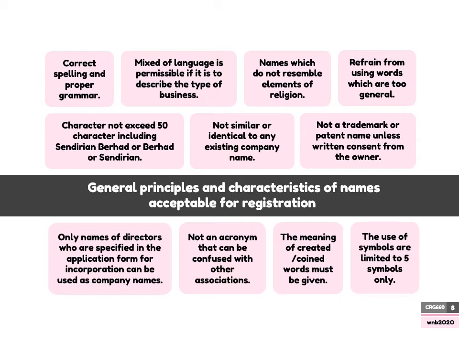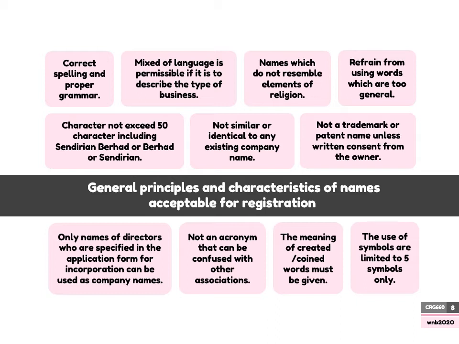Okay, lagi, character not exceed 50 characters. Tak boleh lebih 50 patah perkataan. Bukan patah perkataan. Character ni huruf kan. Jangan melebihi 50 huruf. Termasuk perkataan sendirian berhad or berhad or sendirian. Tak nak nama company yang panjang sangat-sangat yang sampai character count tu melebihi 50 characters. Not similar or identical to any existing company name. Make sure jangan sama dengan company yang dah sedia ada.